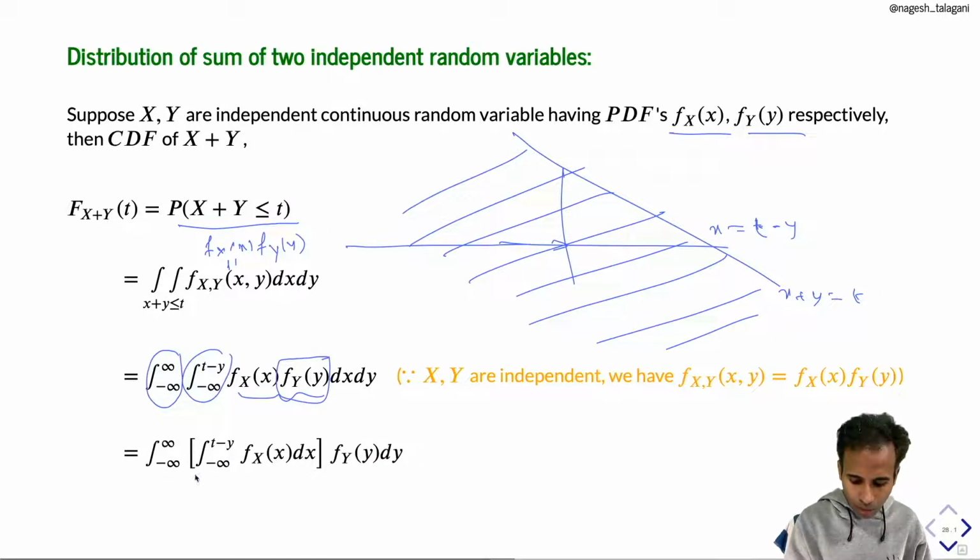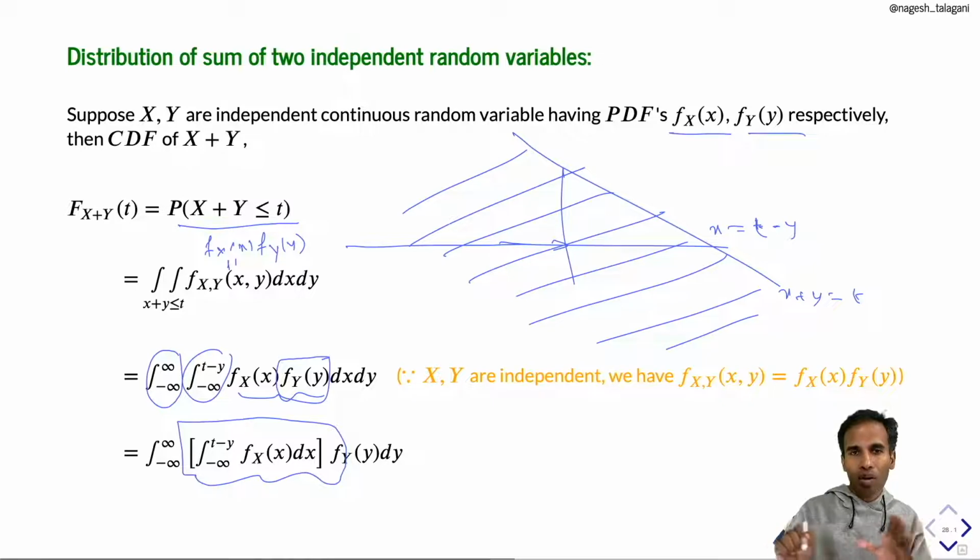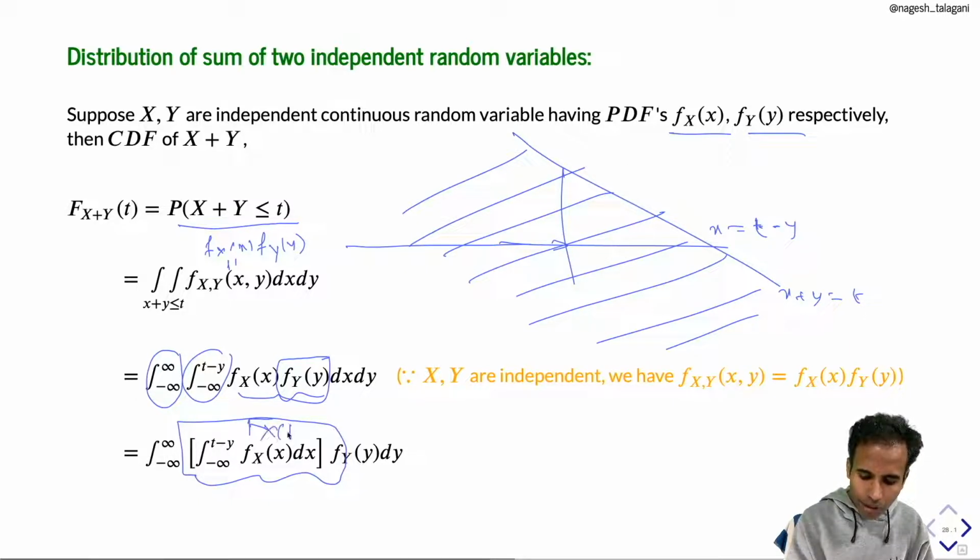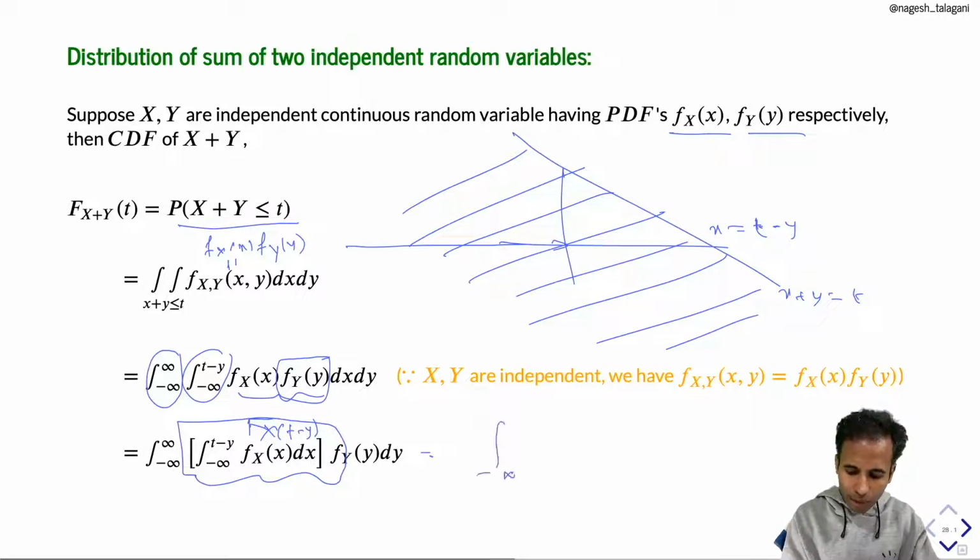Okay, now this is our integral with respect to x. That's why we can get fy of y out of the first integral, because it's kind of a constant when we are integrating with respect to x. Now, because of the relation between PDF and CDF, this can be realized as CDF of x at t minus y. So I can write this form: integral from minus infinity to infinity.